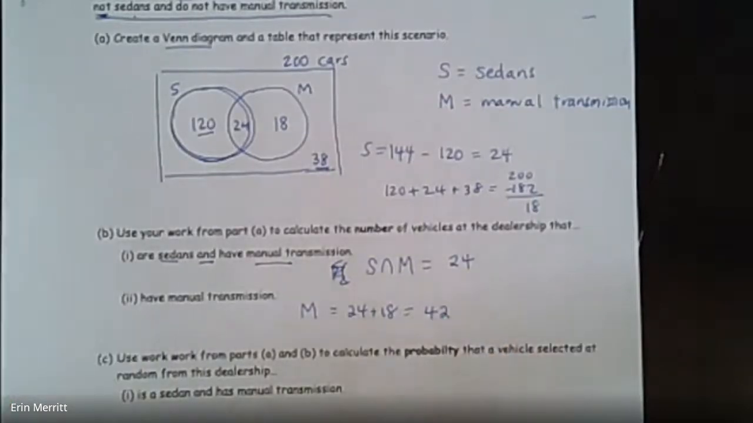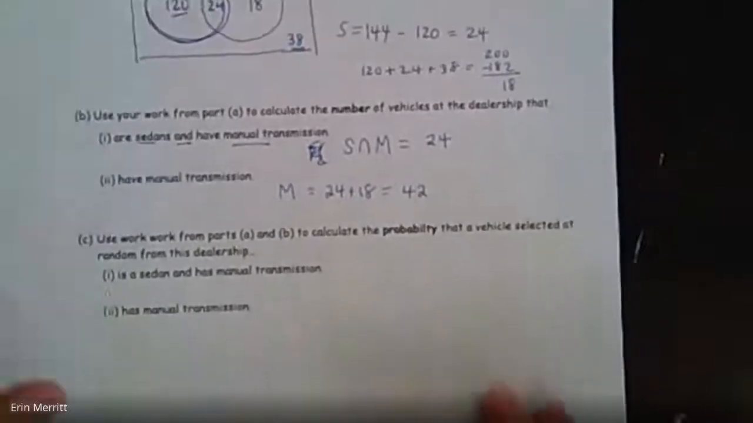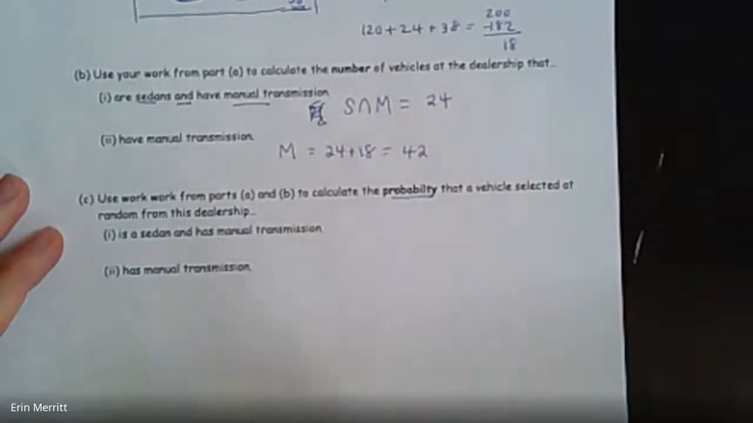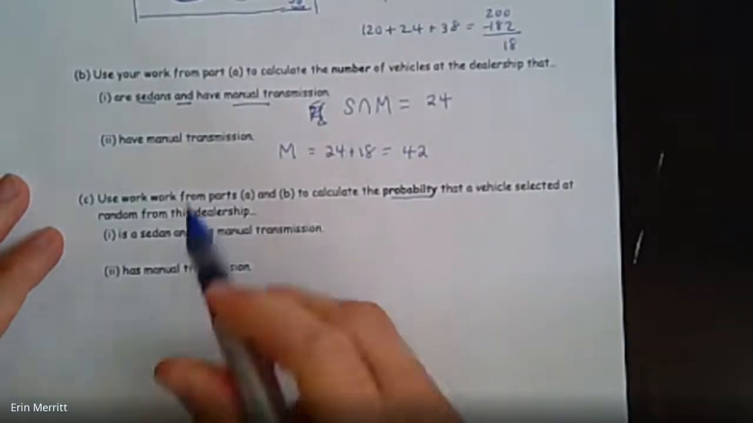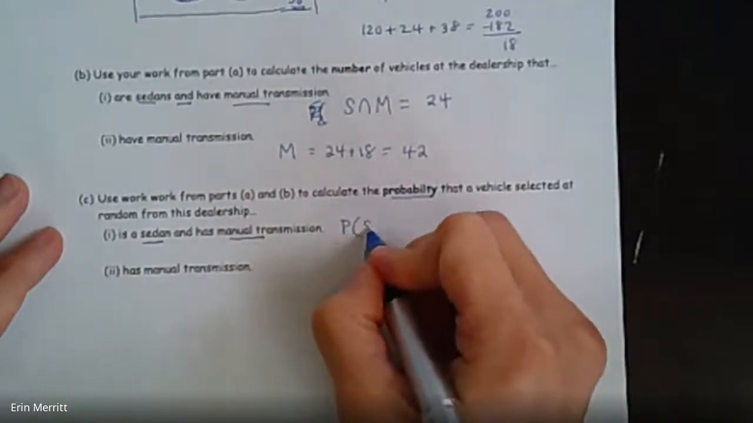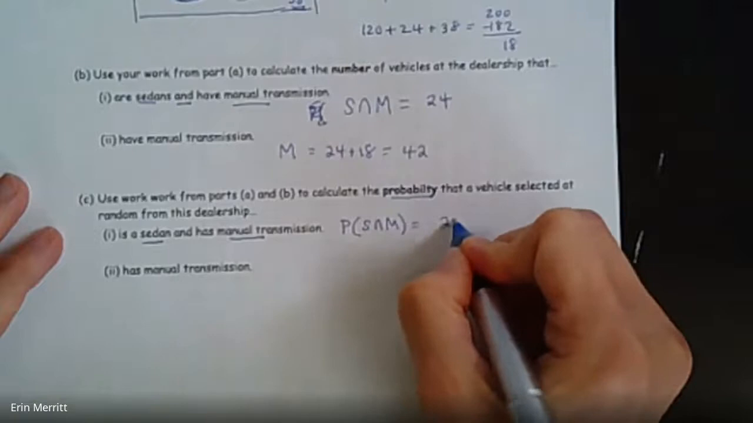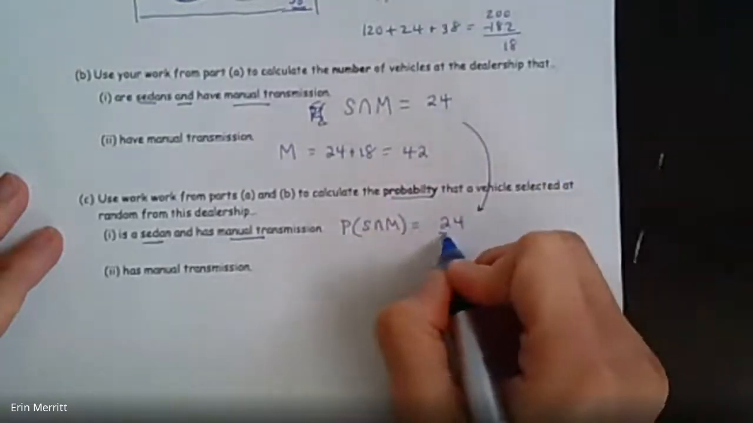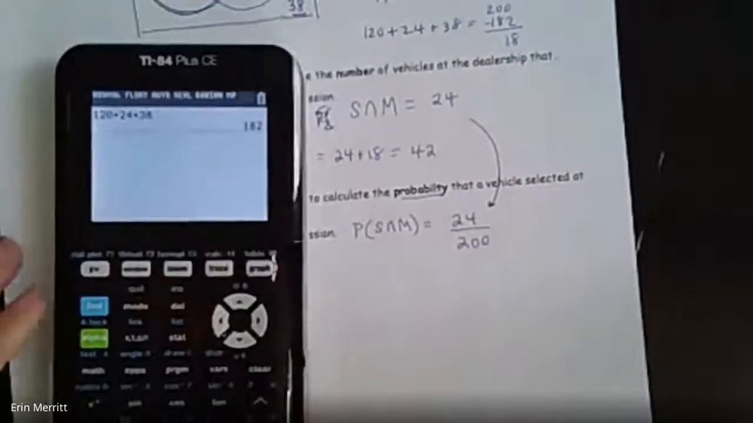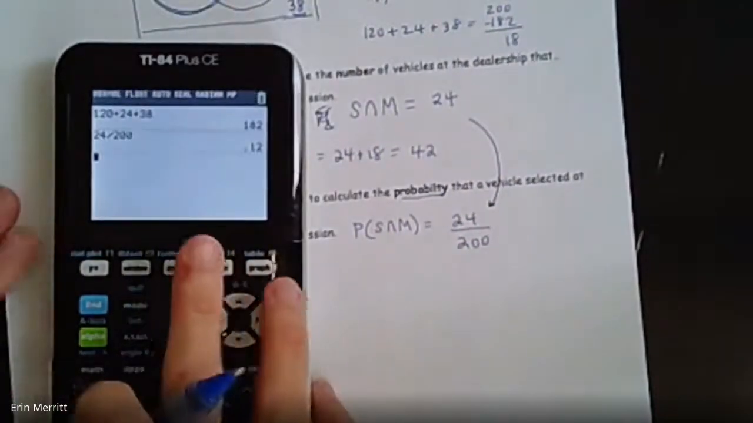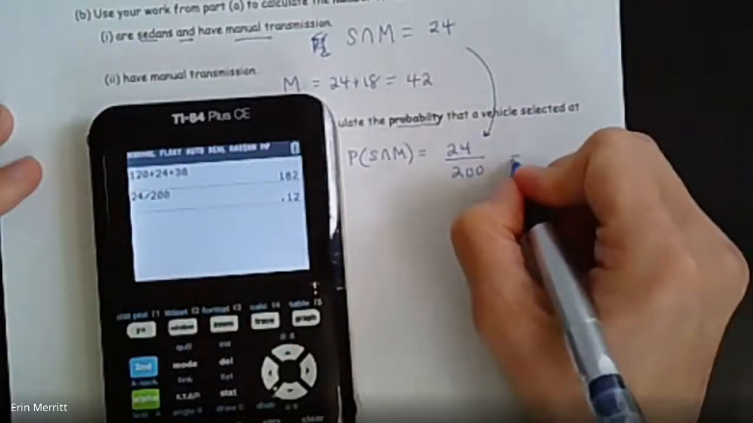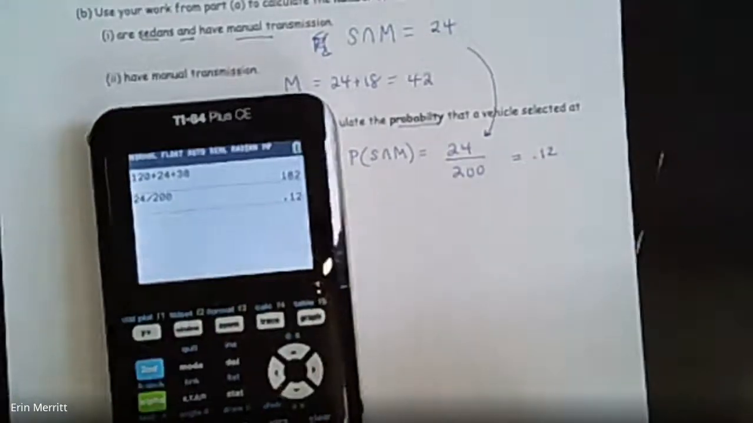All right. So then when it says use the parts from those to calculate the probability. Probability is how many ways it can happen out of how many total. So when it says it's a sedan and has manual transmission, that's the probability of this. That's going to be the 24 from right here, but then divided by the number of total cars, 200. So if we do 24 divided by 200, we can leave it as 0.12. You can leave it as 12 out of 100. Just leave it as a decimal or a fraction.